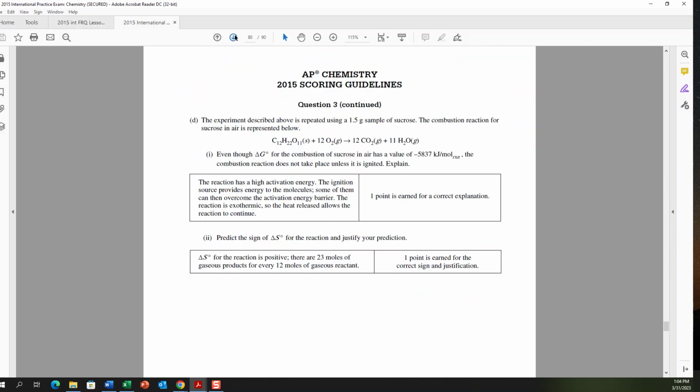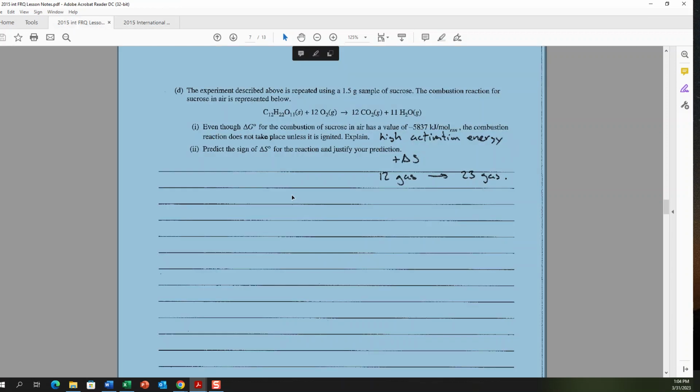Let's see what the scoring guide said. The reaction has a high activation energy. The ignition source provides the energy for the molecules. There you go. All right.